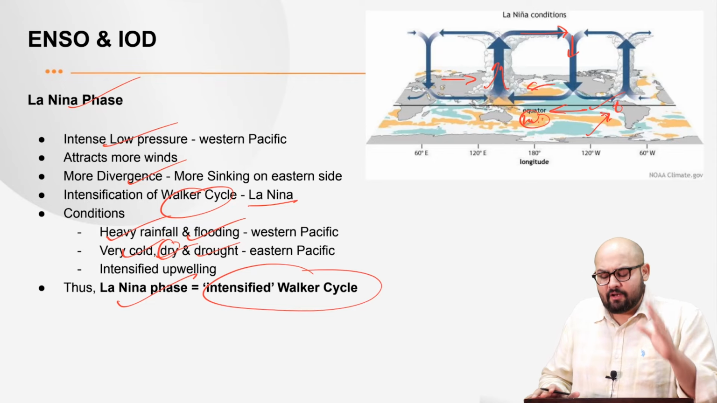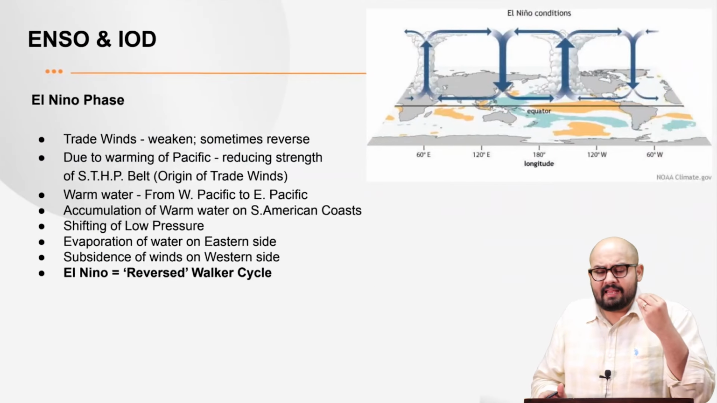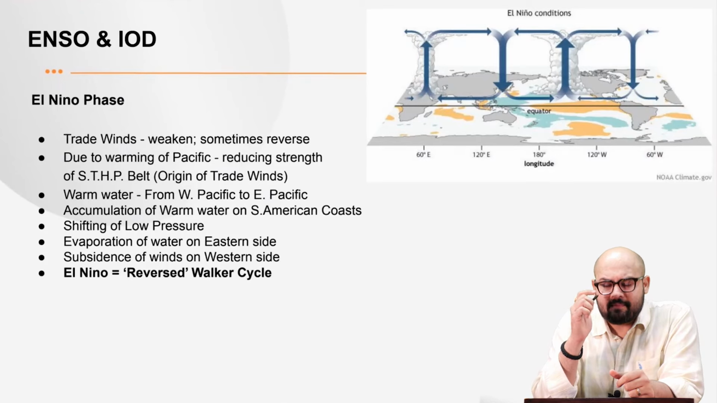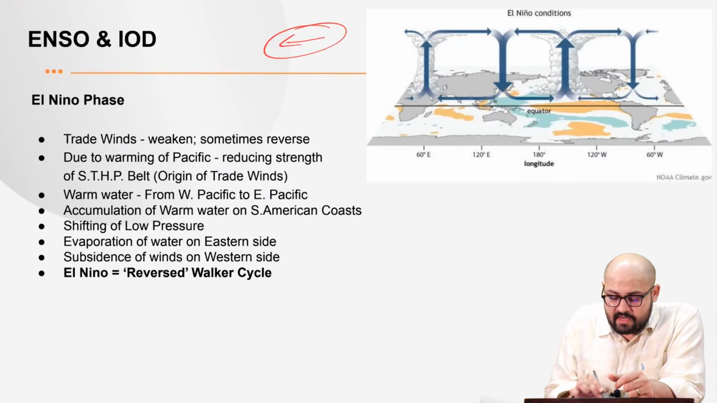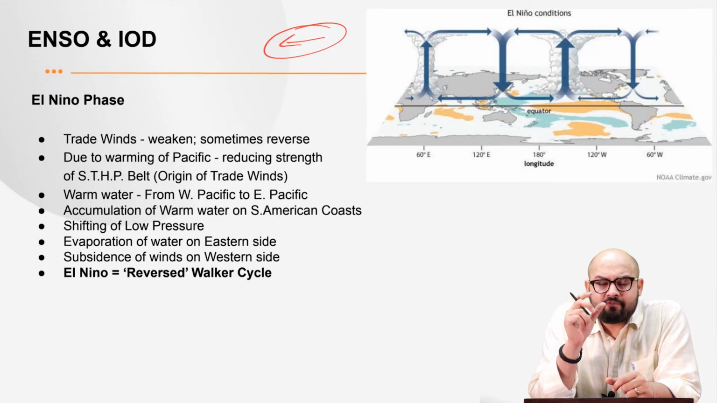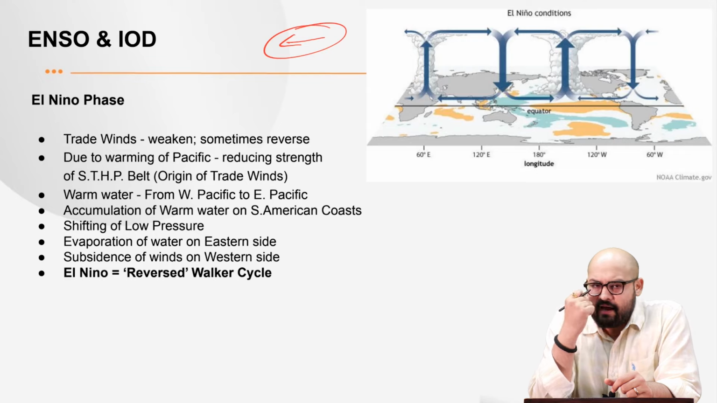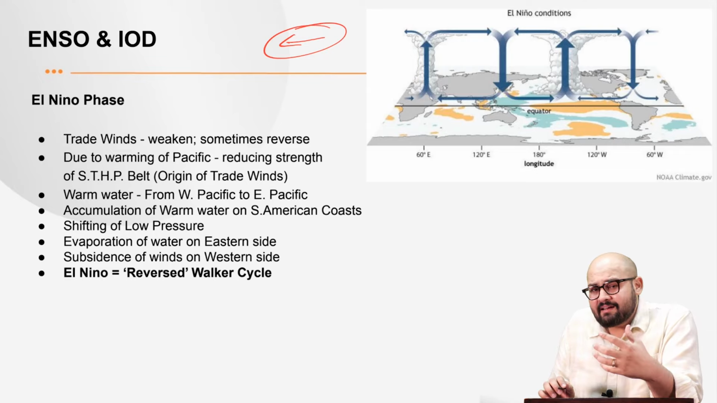Now, coming to the El Nino phase. See, in El Nino, what happens is, we already saw that the general movement of the trade winds was westward, right? Once you have got the weakening of the trade winds, and in some cases the reversal of the trade winds, then it leads to a condition of El Nino, right? So, why does it take place?